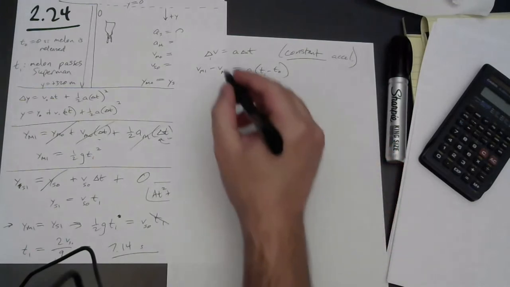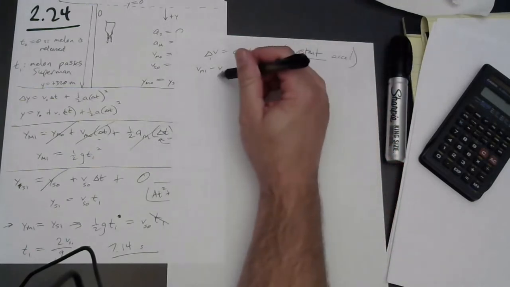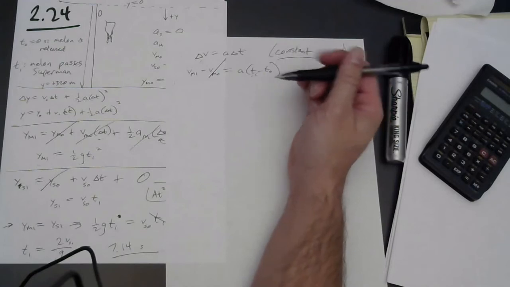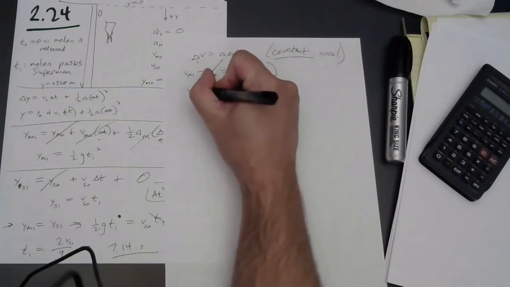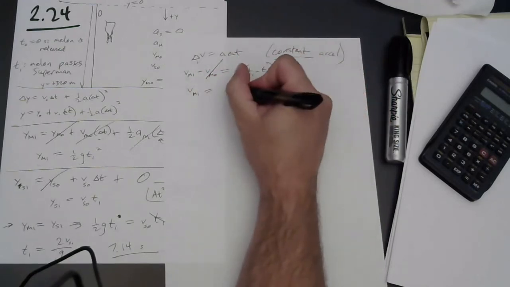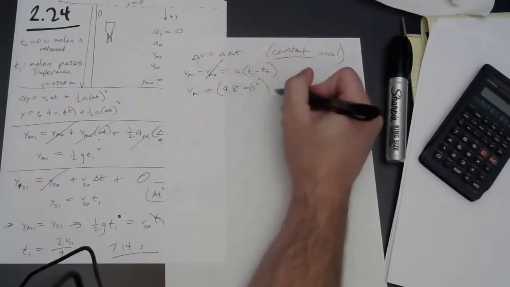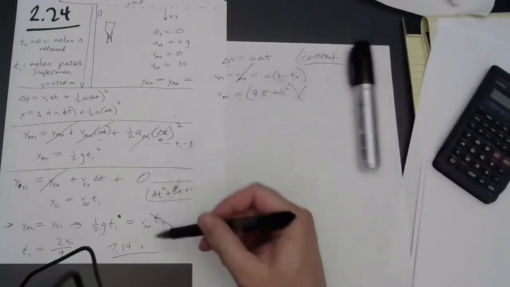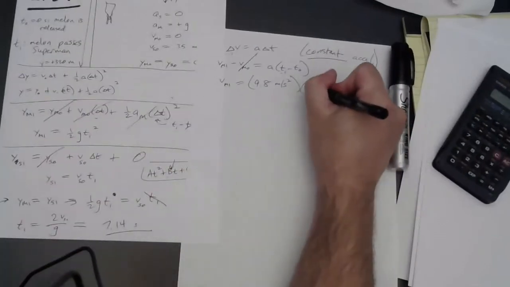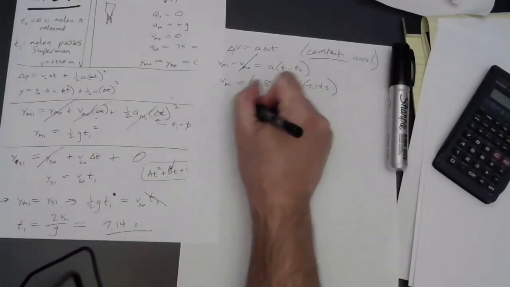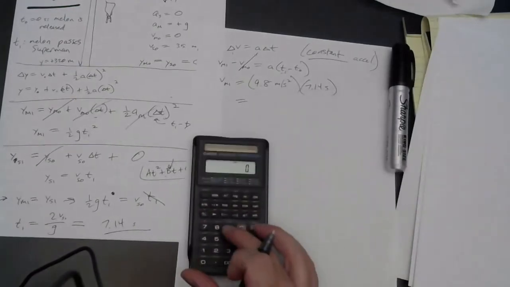Did that make any sense? Once again, we can cross this out because the melon is dropped from rest. So the velocity of the melon at time 1, well, it's picking up speed at a rate of 9.8 meters per second, and it does that for, we've now found, 7.14 seconds. Common sense equation there.